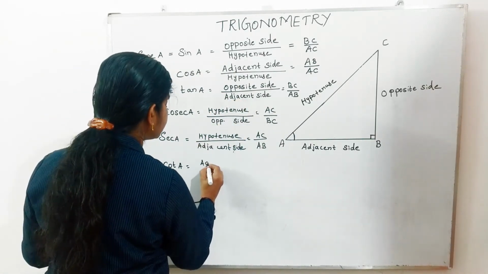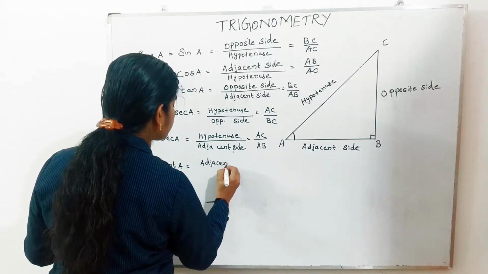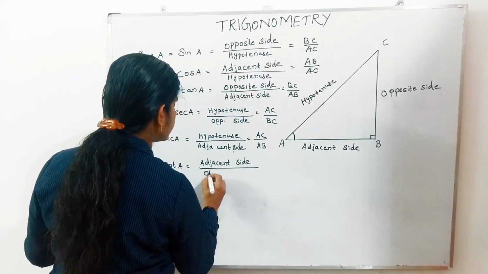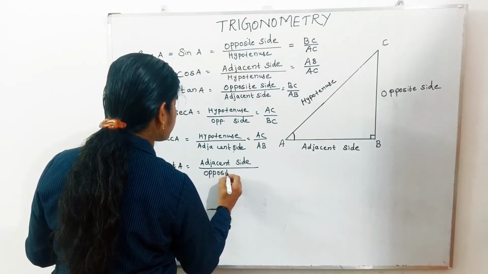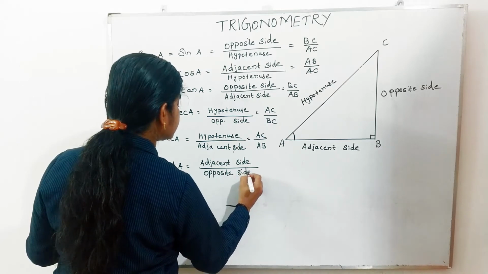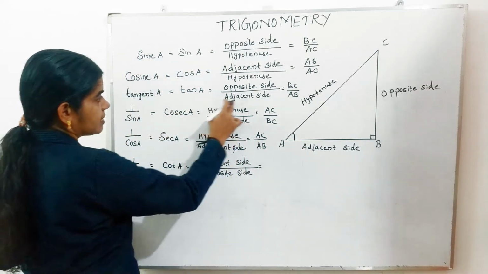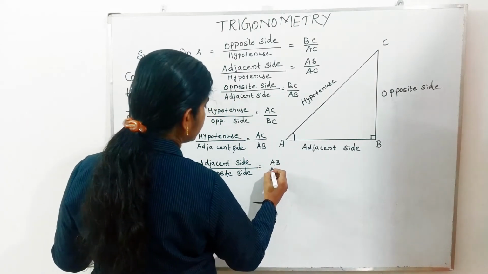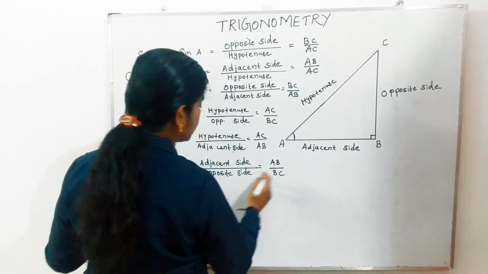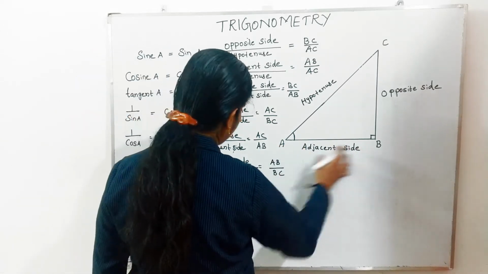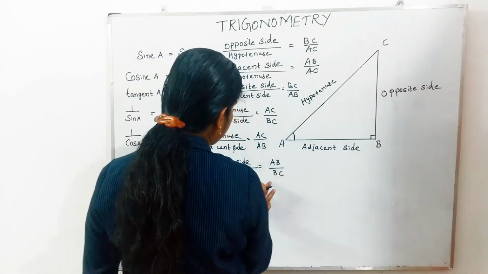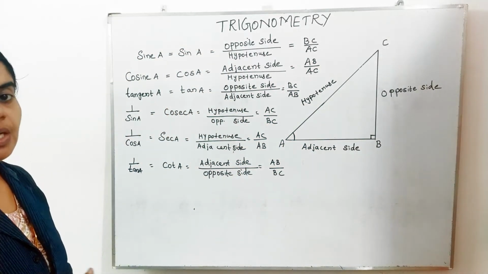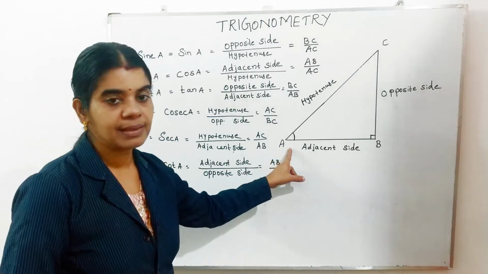That means adjacent side divided by opposite side. Adjacent side divided by opposite side, that is equal to AB by BC. AB by BC. Here what is the adjacent side? AB. Opposite side is BC. AB by BC will be the cot A. These are the 6 trigonometric ratios based on this angle A.